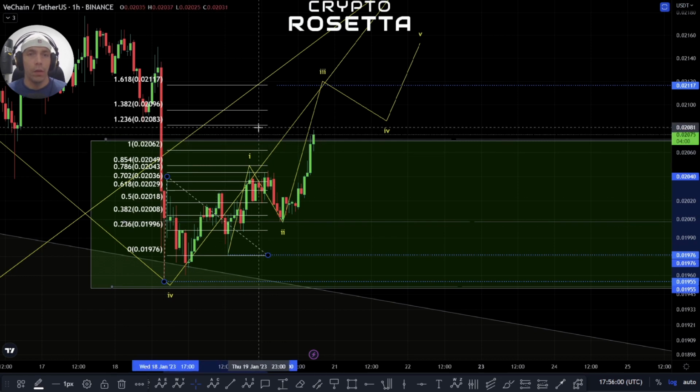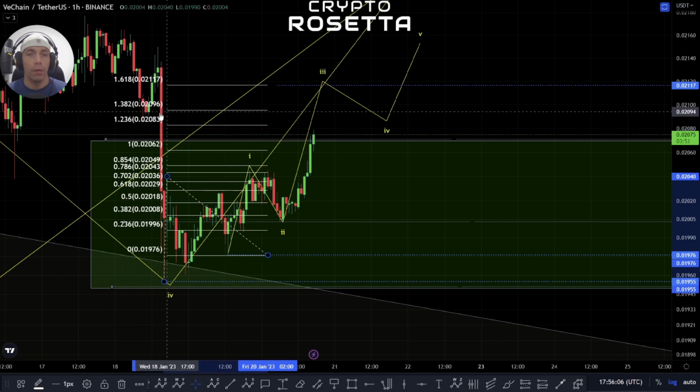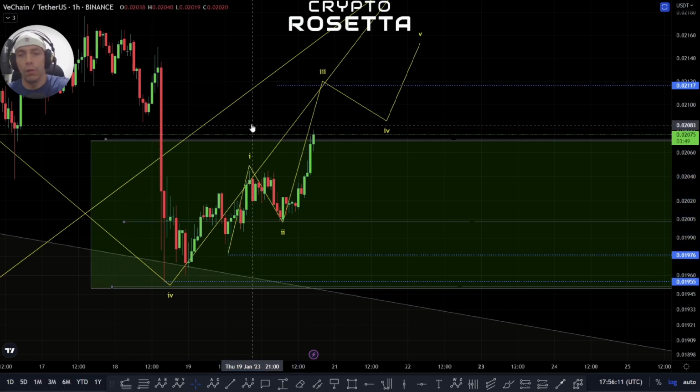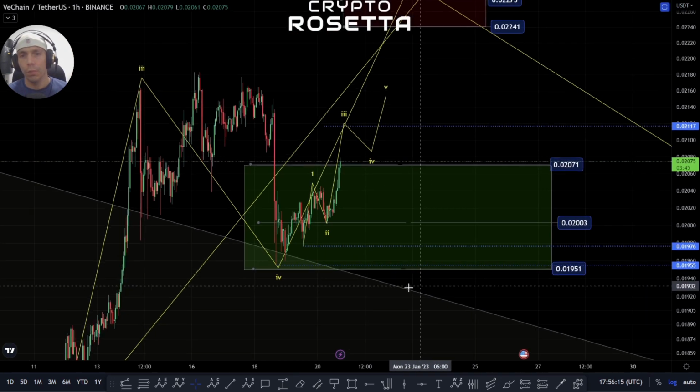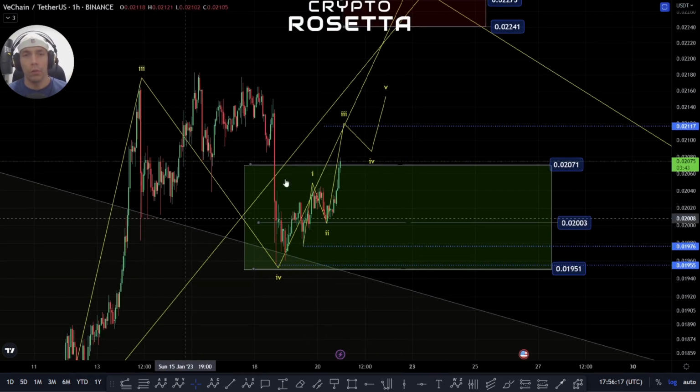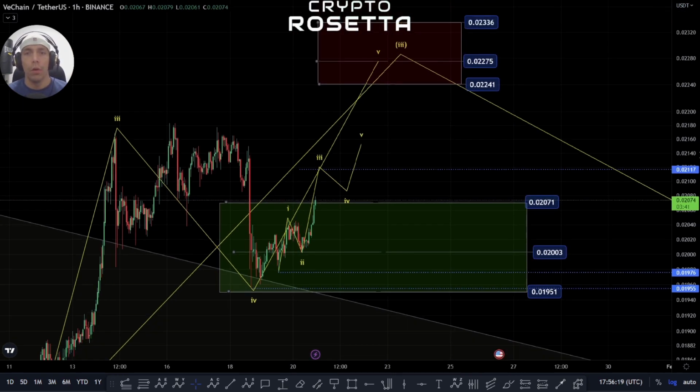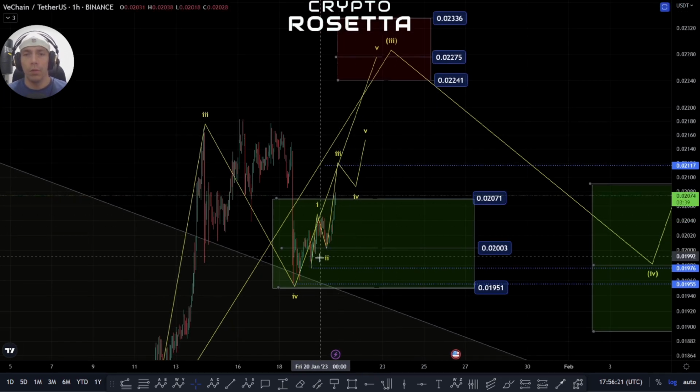If we can't, potential areas of rejection could be this 02083 and this 02096. That could be a zone we actually look to get a rejection off of and then look to break down. So we need to just bear in mind that we do have a potential this is completed, yes, so we'll go over that shortly. But for this, what we want to see is this move up past this 02117.